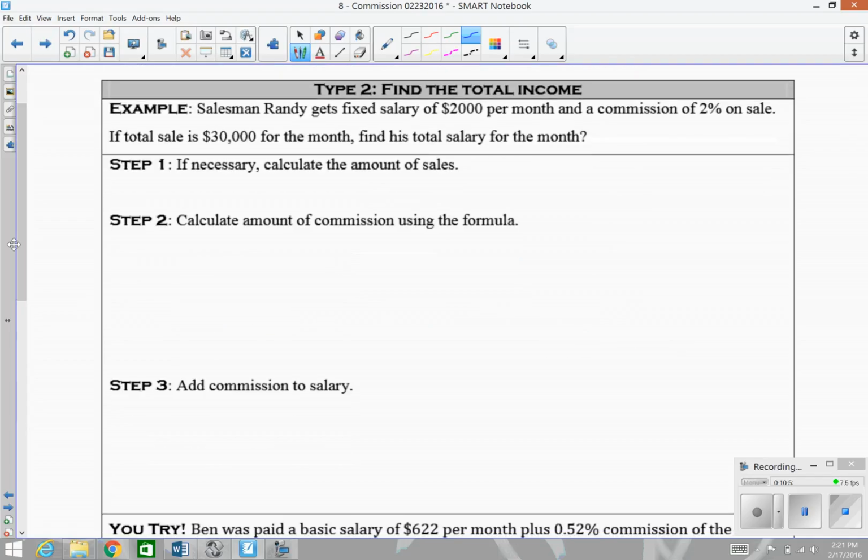Example 2. Salesman Randy gets a fixed salary of $2,000 per month. Okay, so that's his paycheck. And he gets a commission of 2% on the sales. If the total sale is $30,000 for the month, find his total salary. Okay, so his total income.